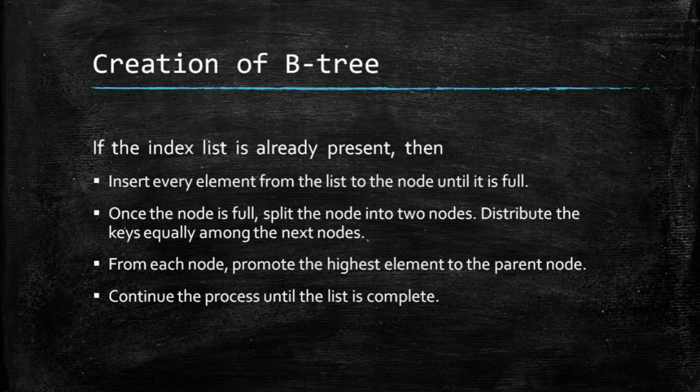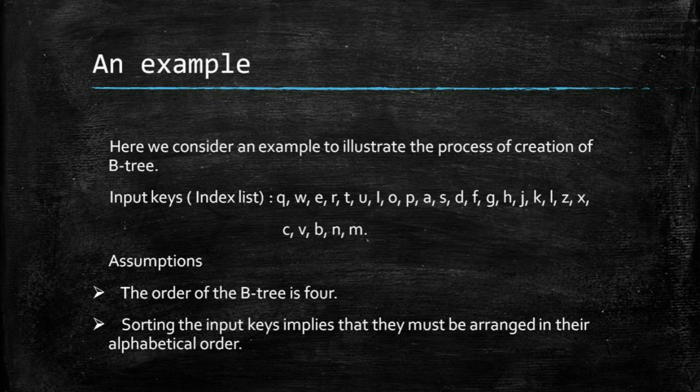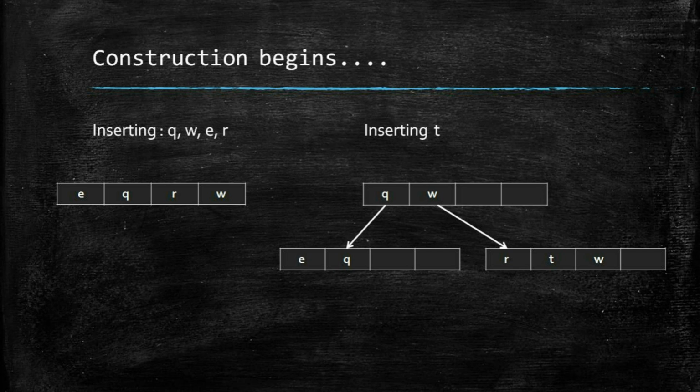Taking an index list, we could create a B tree using the following specified rules, which are used in an example that follows. Now we consider an example to understand the creation of a B tree. The input keys are alphabets, and we consider the order of the B tree to be 4. As the order is 4, we insert the first 4 alphabets in alphabetical order into a node. To insert T, we must split the node equally as the order of the node is 4 and promote the highest element from each node to a new parent node.